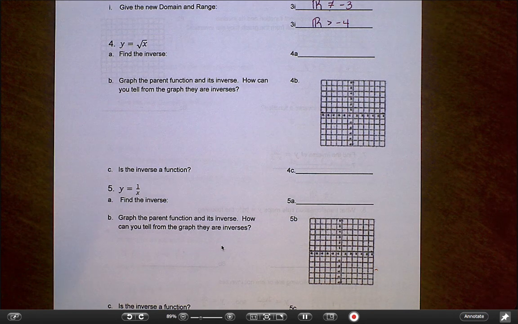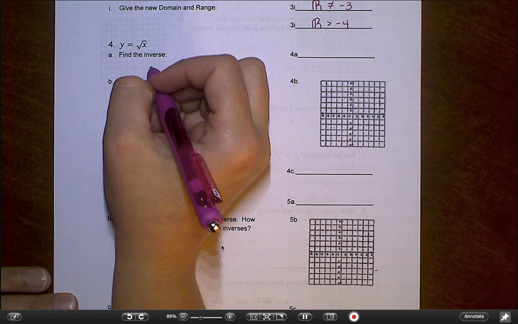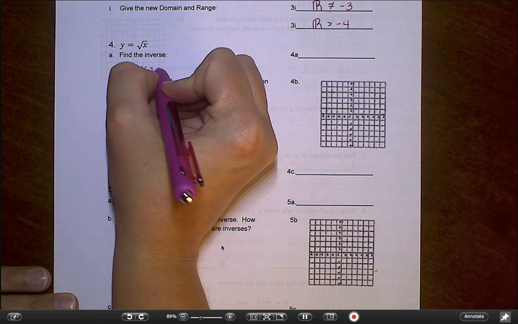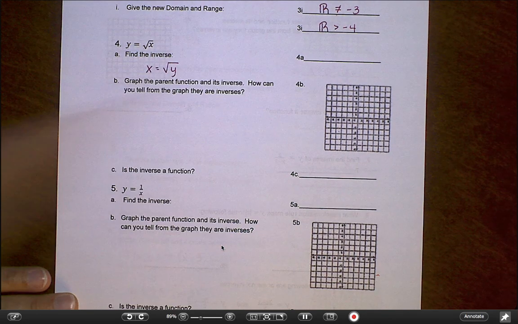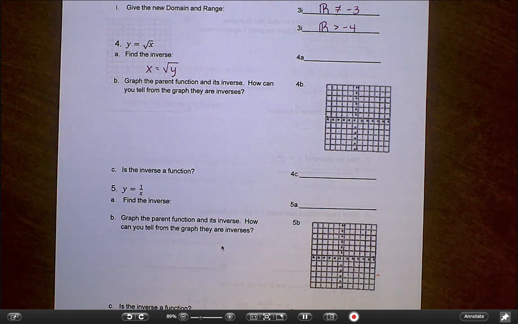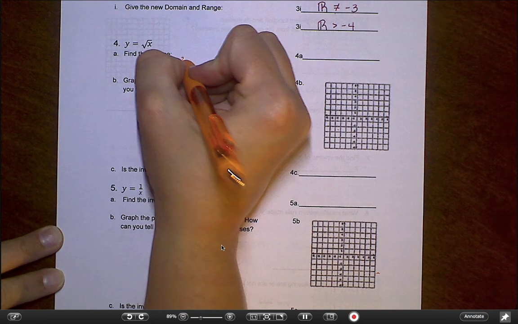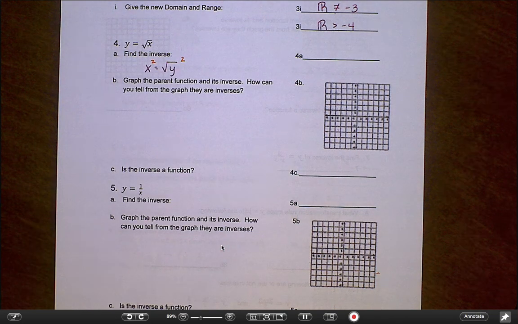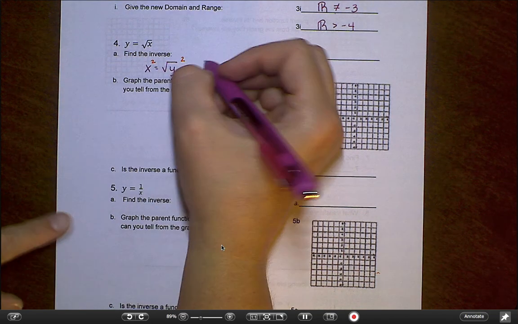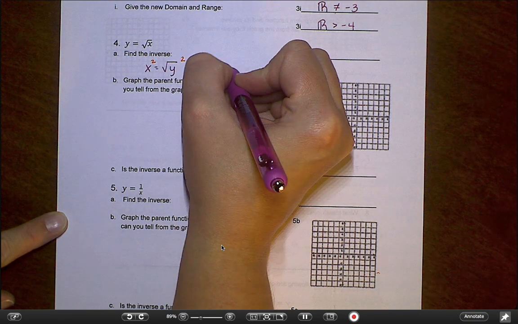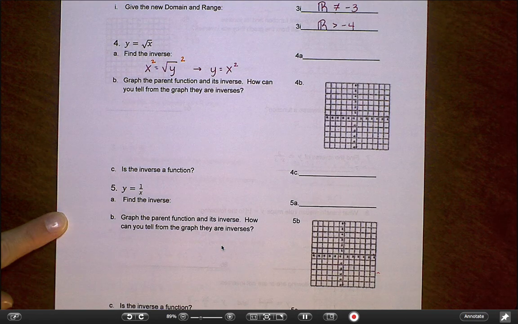Well, anytime you're looking for an inverse, we're going to start by flipping the x and the y. So x equals the square root of y. But then we need to get y back by itself. So to get that y out of that square root, I'm going to square on both sides, okay? And so that ends up being y equals x squared.